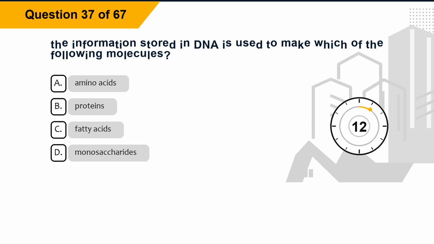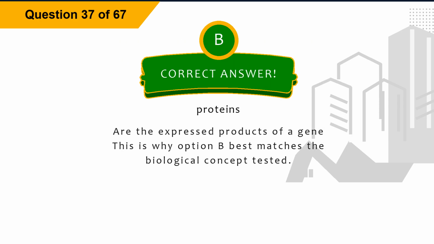Question 37. The information stored in DNA is used to make which of the following molecules? Option A, amino acids, option B, proteins, option C, fatty acids, option D, monosaccharides. The correct answer is option B, proteins. Explanation. Proteins are the expressed products of a gene. This is why option B best matches the biological concept tested.